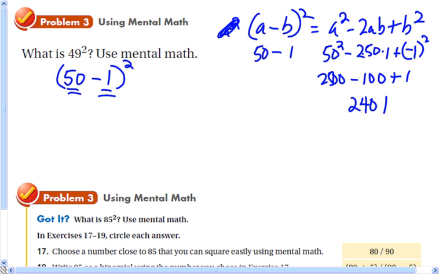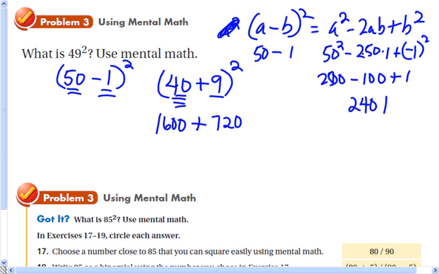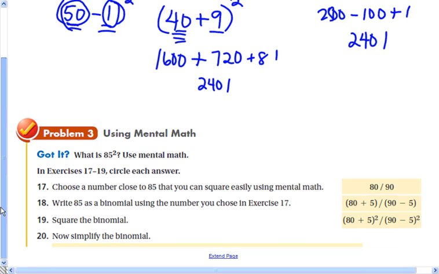Now you could also do it this way, but I think this would complicate it a little more. We could think of it as that. Well, now you would have 40 squared, which is 1,600. Then 40 times 9 is 360, and double that would be 720. You could probably do that in your head. That's 2,320. And then 9 squared is 81, which ends up with 2,401. But using the numbers 50 and 1 are a little bit easier. So go ahead, you try it here.